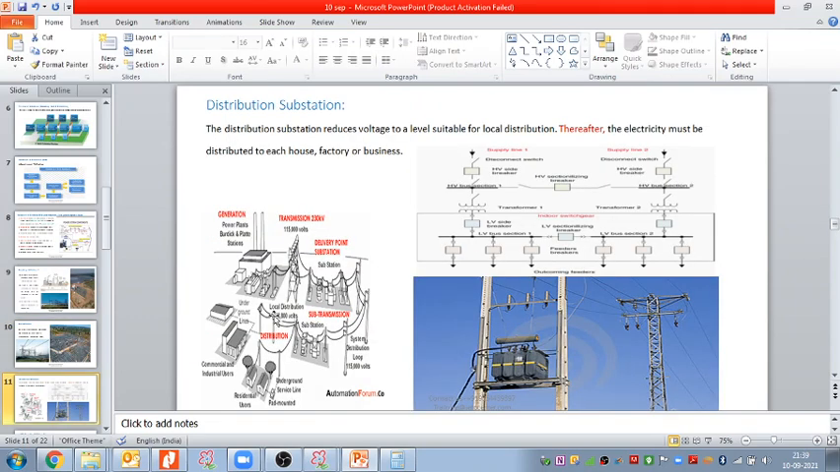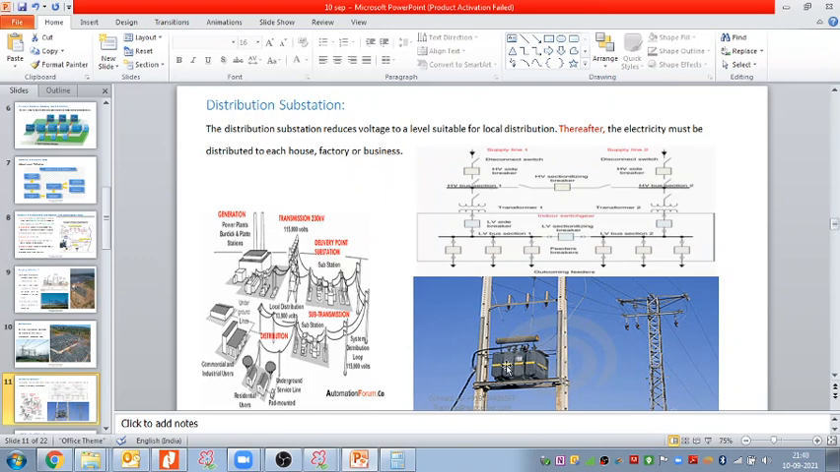And then we come to the distribution substation. This is made by the state utility or the state electricity company. This distribution substation takes the power supply from the intermediate or grid substations, and from local power generation, and then they finally feed supply to the consumers. The distribution substation reduces voltage to a level suitable for local distribution. Thereafter, the electricity must be distributed to each house, factory or business. So they take supply from their nearby generation or the grid, then step down this voltage to suit distribution. The distribution voltage is 11 or 33 kV, and then they distribute through feeders.